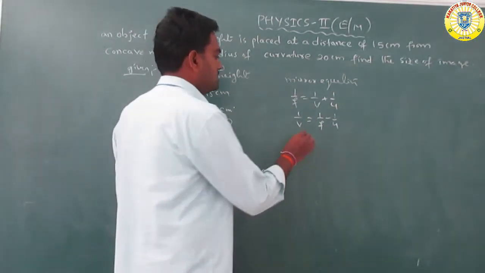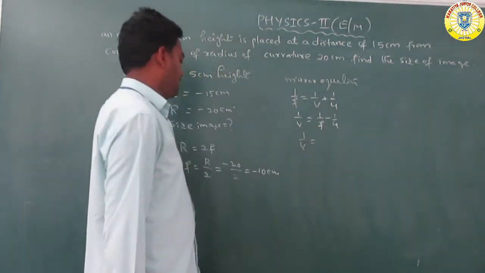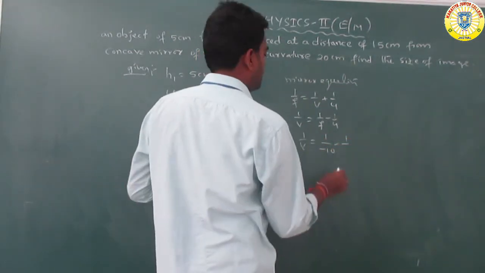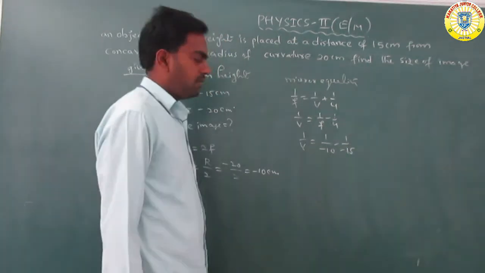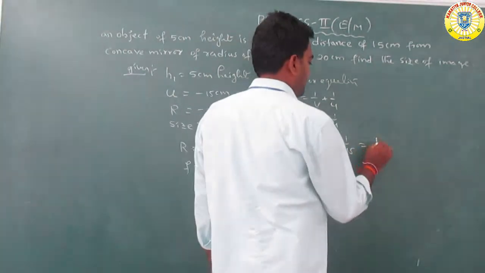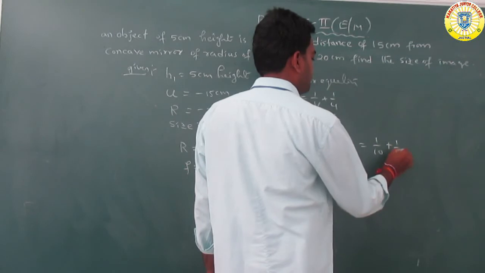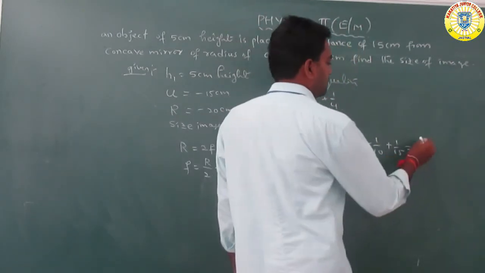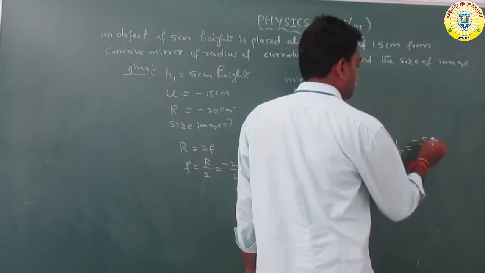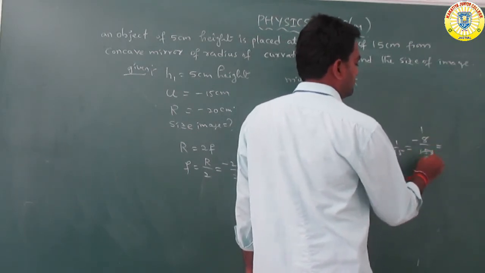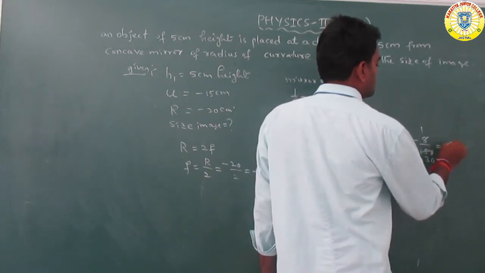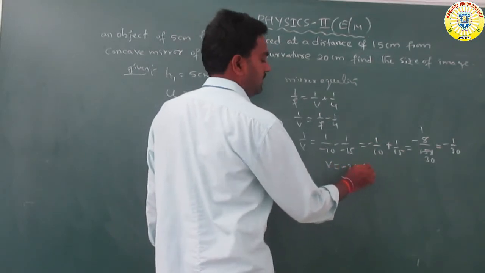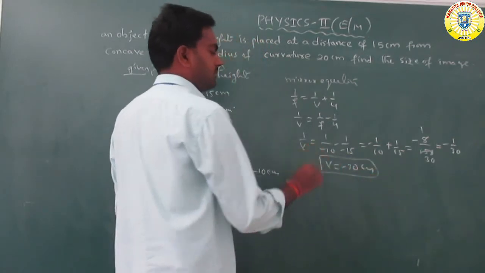So 1 by v is equal to 1 by f, which is 1 by minus 10, minus 1 by u, where u is minus 15. Minus into minus is plus, so 1 by 15 minus 1 by 10. Now substituting, we get 2 minus 3 by 30, so minus 1 by 30 centimeters. So v is equal to minus 30 centimeters.